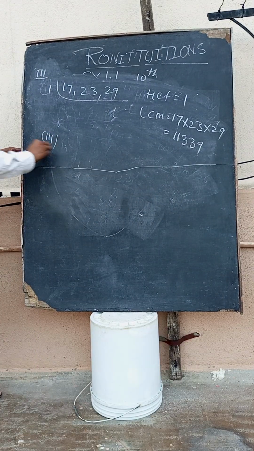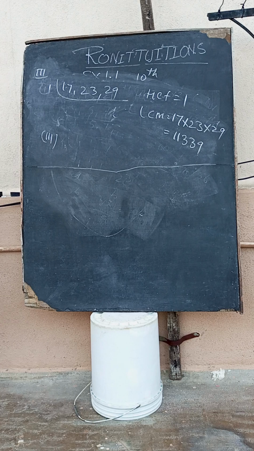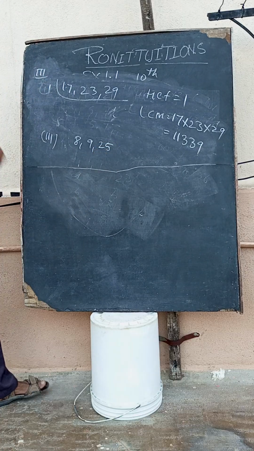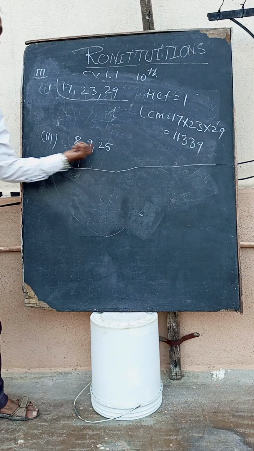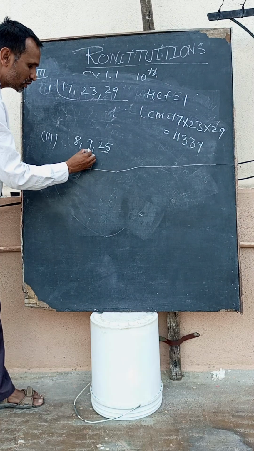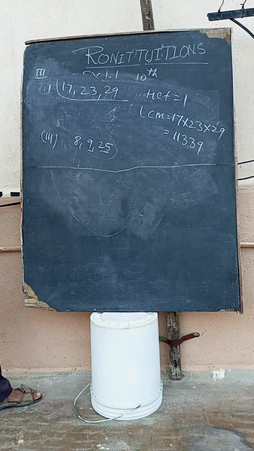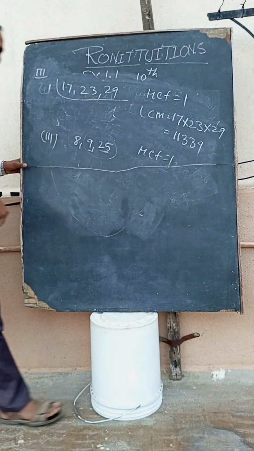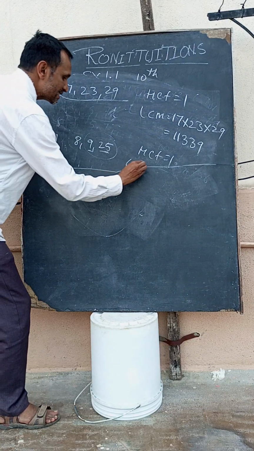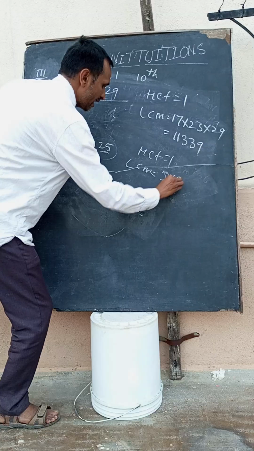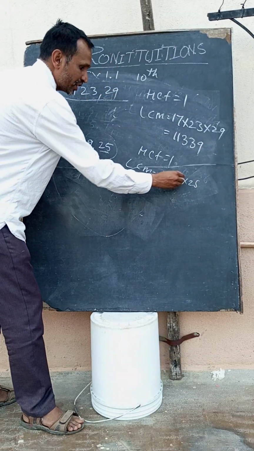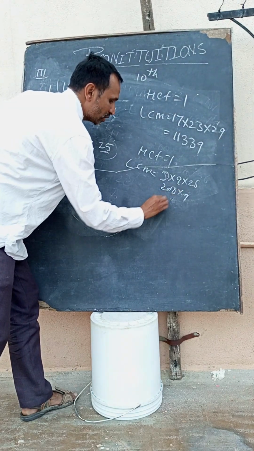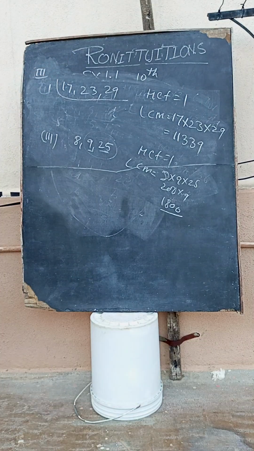Question number three: 8, 9, 25. Now these numbers are not prime numbers. These are composite numbers, but they do not share a common factor, so the HCF is equal to 1. Now the LCM is equal to 8 into 9 into 25. 8 into 9 is 72, and 72 into 25 is 1800. So the LCM becomes 1800.